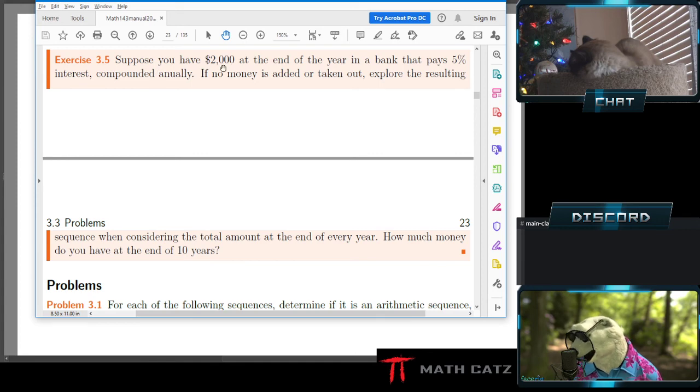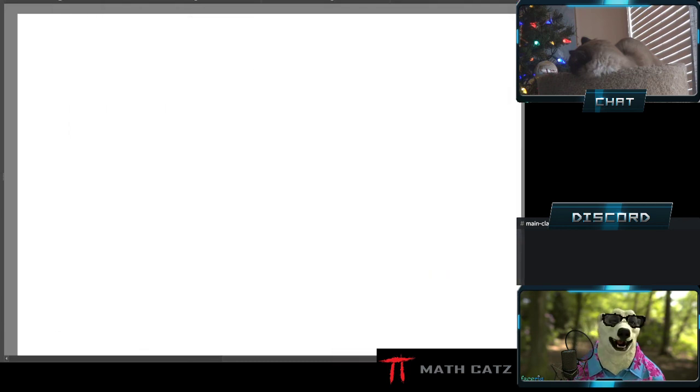Suppose you have $2,000 at the end of some year, year one, and I put it in the bank and it pays a nice, generous 5% compounded annually, which means that at the end of the year, they'll add 5%, then that gives me a bigger amount, and next year they'll add 5% of that amount, and so on. No money's added or taken out. Keep it simple. What is the sequence, and how is it related?